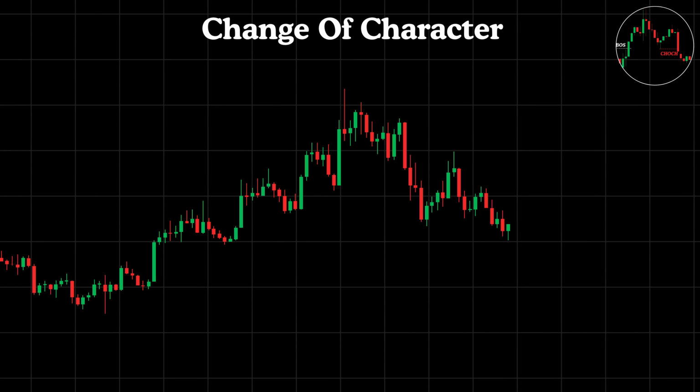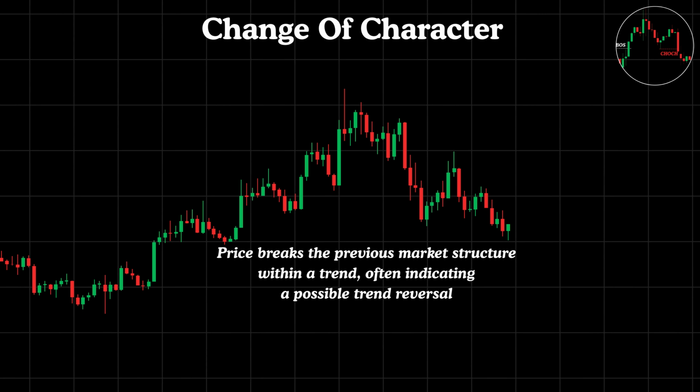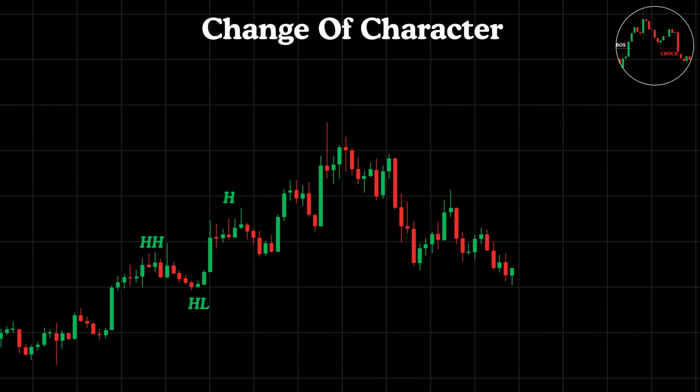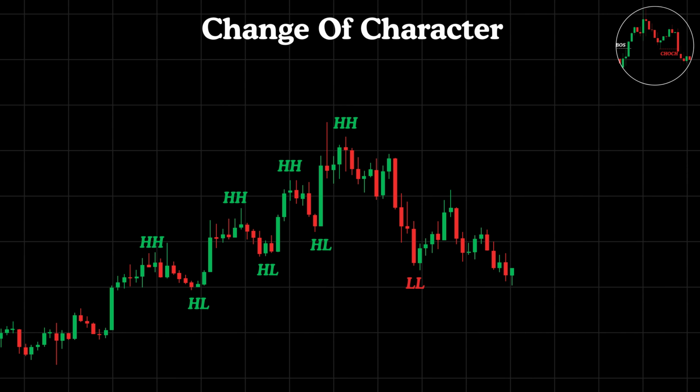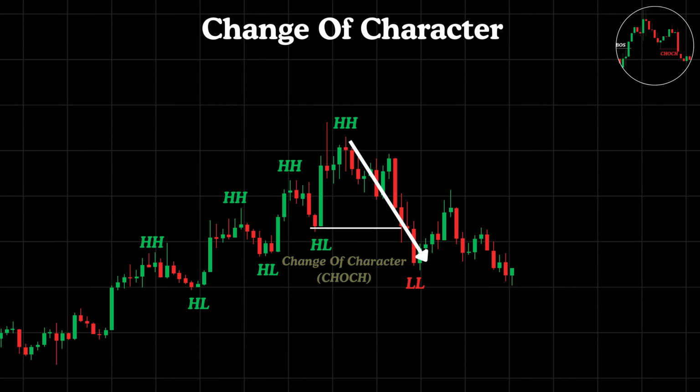Change of character occurs when price breaks the previous market structure within a trend, often indicating a possible trend reversal. For example, if price has been forming higher highs and higher lows, but then breaks below a previous low and starts forming lower lows, this shift is known as a change of character.